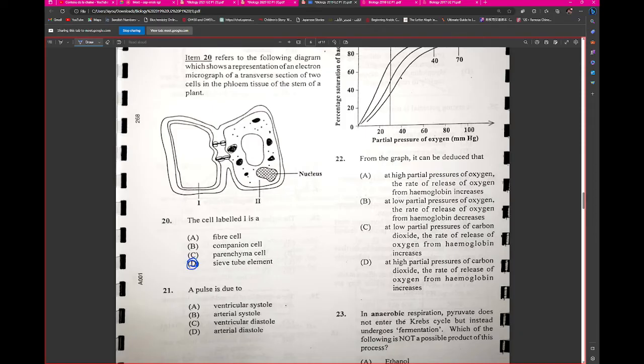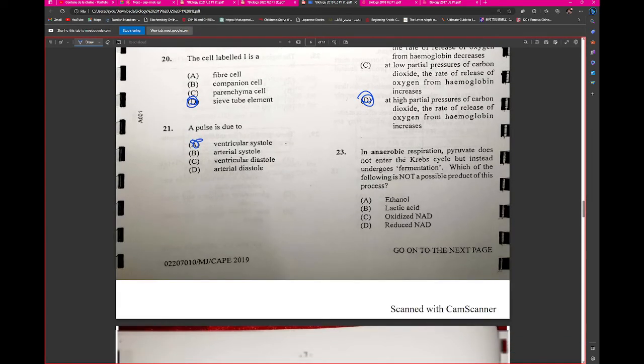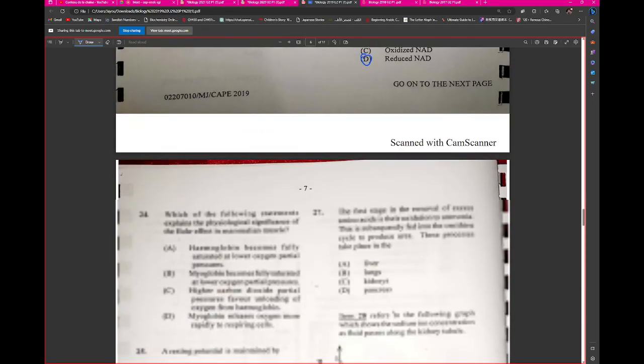The pulse is due to ventricular systole, right? The graph represented here would be high pressure carbon dioxide. That would be the answer here, D. The anaerobic respiration, we looked at this already. This would be the reduced NAD.